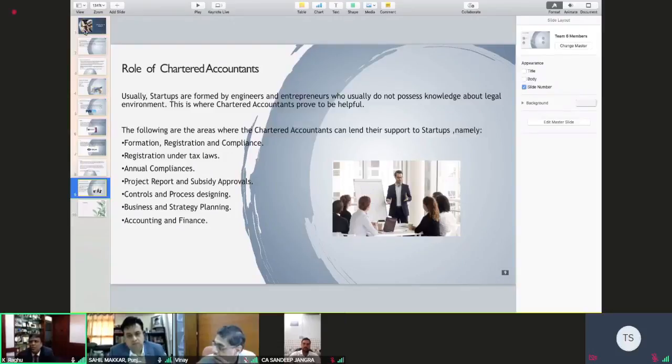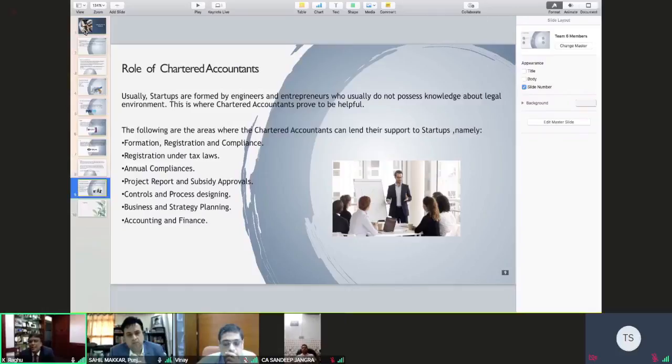And generally, chartered accountants are known as trusted advisors. So startups would come to you for formation of a legal entity. You should advise them whether to go for a private limited company, an LLP, or a partnership firm, or how they should set up their entity.